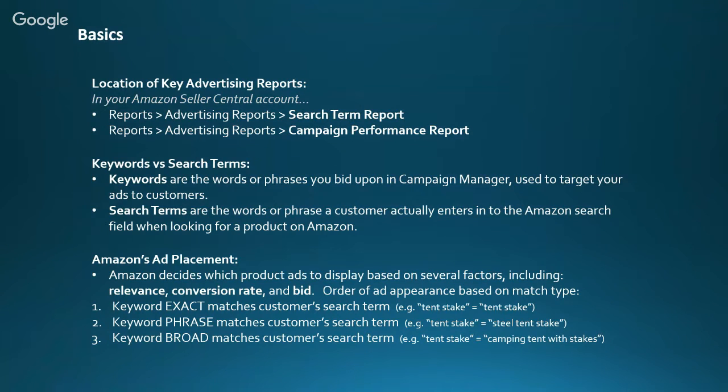Going through some of the basics for the 2 reports that I'm going to cover: on your Amazon Seller Central account, in the top navigation menu, there's a reports menu item, followed by advertising reports. Within advertising reports, you can request the search term report, and you can also request the campaign performance report.